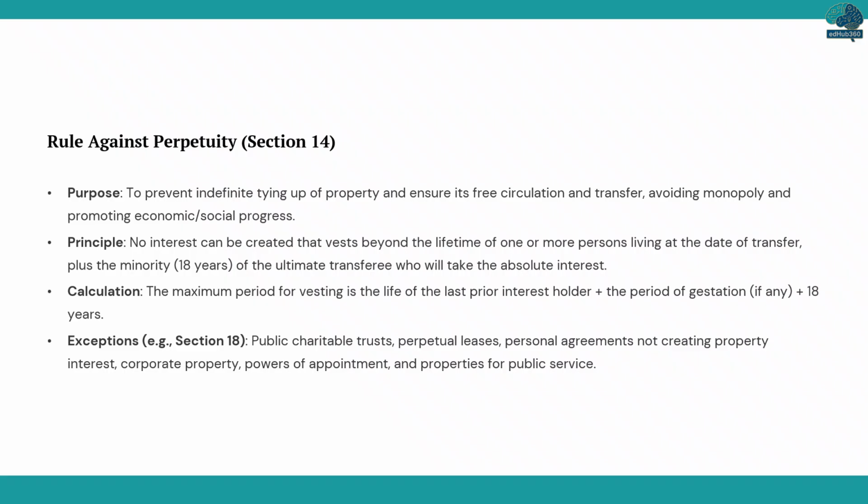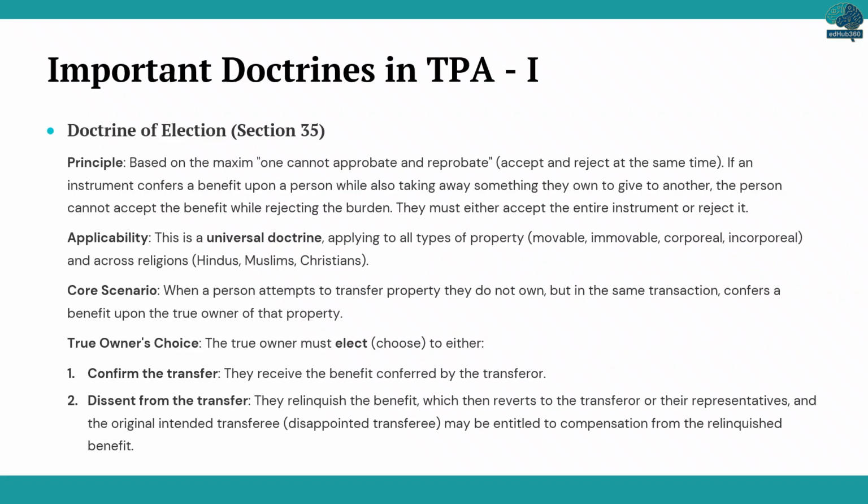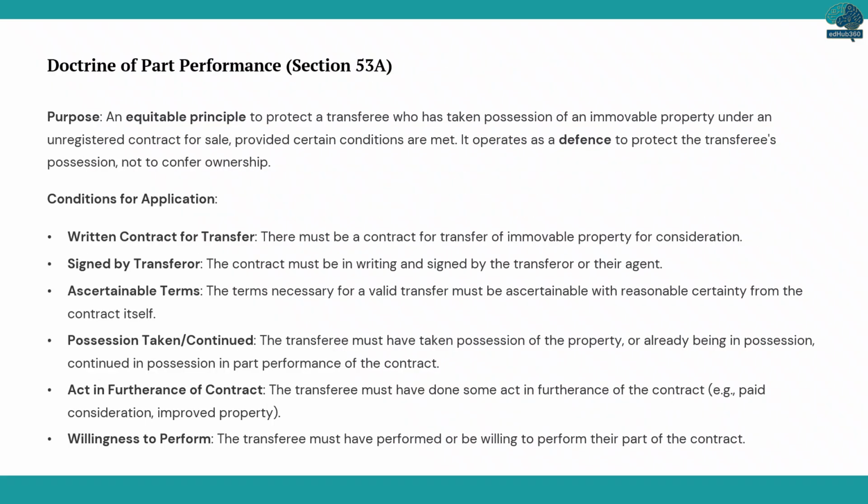Now, let's explore some important doctrines in the TPA, starting with the doctrine of election under Section 35. This doctrine is based on the maxim one cannot approbate and reprobate, meaning you can't accept a benefit while rejecting a burden from the same instrument. If a transferor gives a benefit to a person while simultaneously attempting to transfer that person's property to someone else, the true owner must elect to either confirm the transfer and receive the benefit, or dissent from the transfer, relinquish the benefit, and potentially compensate the disappointed transferee. This doctrine is universal, applying to all property types and across religions.